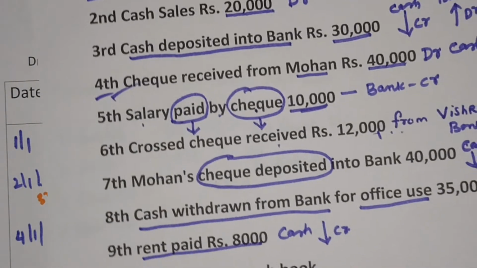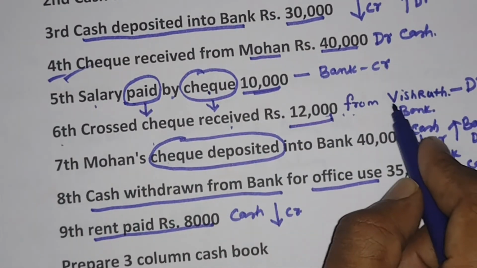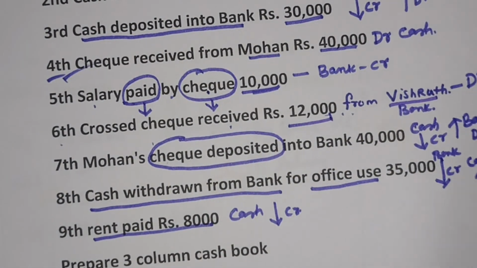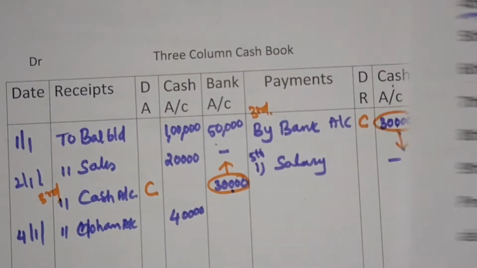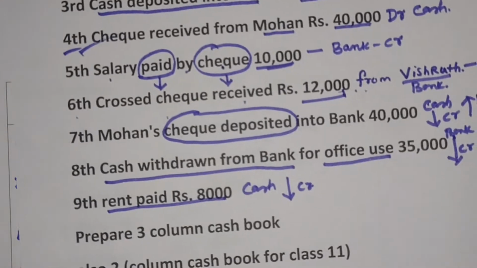Next, coming to the sixth one. Crossed check received rupees 12,000 from Vishruth. That should appear on the debit side. What I should write here is, to Vishruth, the amount is crossed check, to appear in the bank column, 12,000 rupees. The date is 6th January.